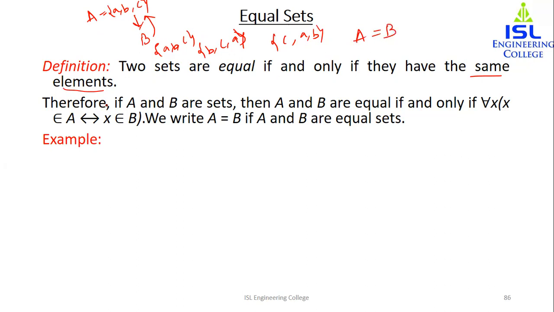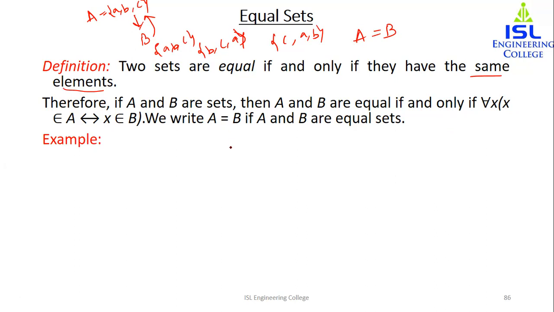Therefore, if A and B are sets, to express it in the form of predicates and quantifiers, we can say A and B are equal if and only if for every x, if x belongs to A, then by implication x should also belong to B. If this condition is satisfied, then we say the sets are equal. So we write A is equal to B if A and B are equal sets.